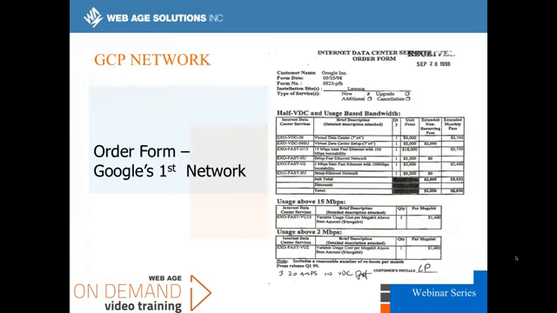I love this because this is the very first purchase order signed by Google. This is for their co-location. So this is the Internet Data Center Services Order Form for essentially 3 racks of equipment, and you can see they paid $18,000 a month for 15 megabits of access to the internet, which bursted all the way up to 100 megabit.